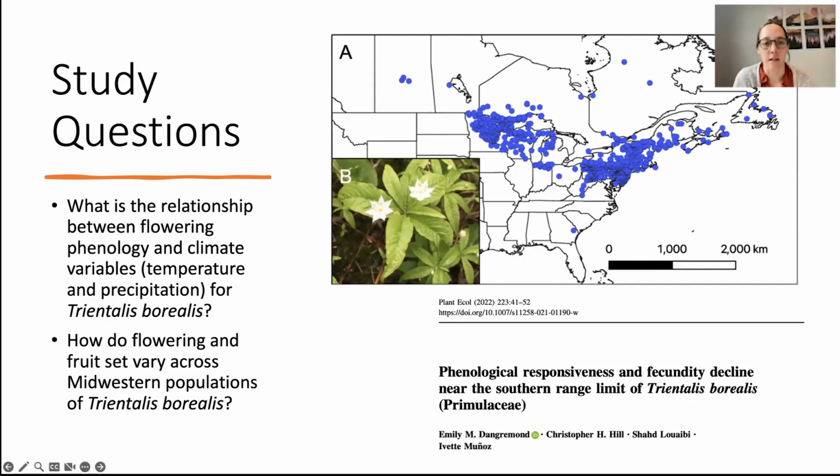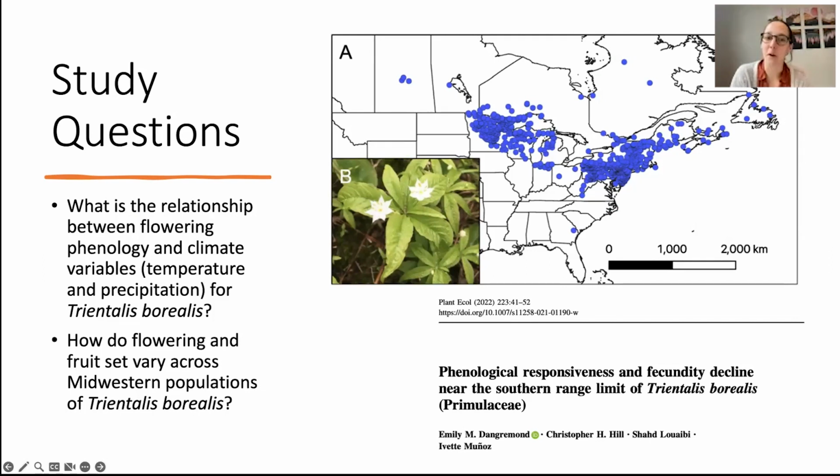Are we already seeing, in terms of just population size, what are we seeing in terms of flowering and fruit set? And are those related to climate variables? So I did this research. I started it, well, I was funded by the Illinois Native Plant Society and Roosevelt University, where I used to work, to do this study.